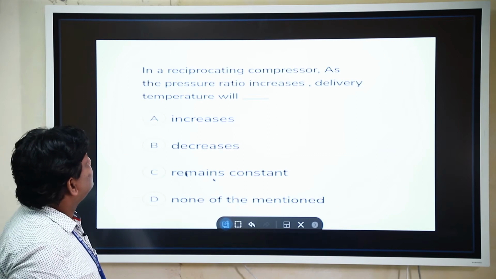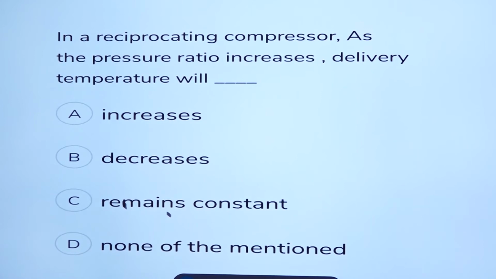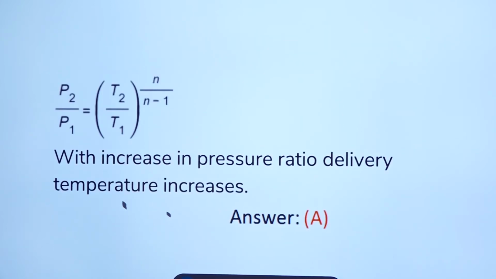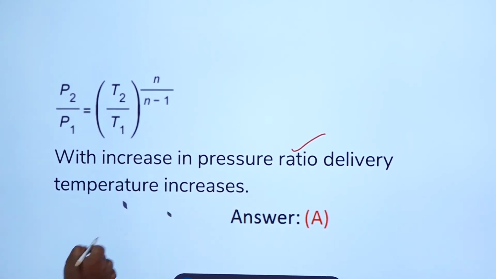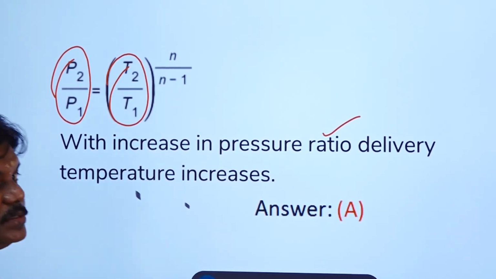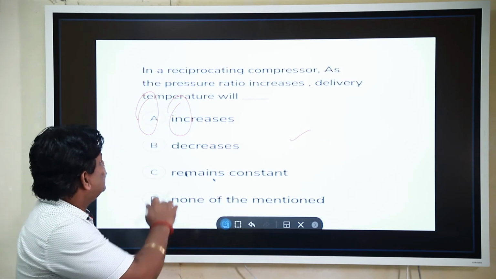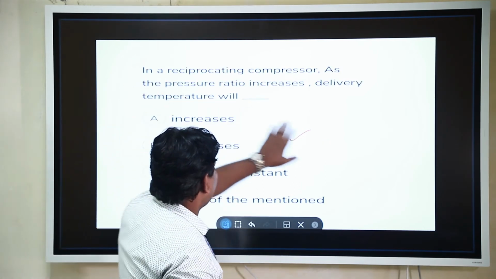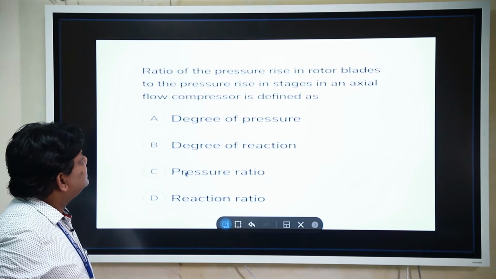Okay, the next one. In a reciprocating compressor, as the pressure ratio increases, the delivery temperature will also increase. So that is the question: with an increase in pressure ratio, the delivery temperature will also increase. This is a basic concept, so you can easily answer the question, and the option is A here. It is based on the direct PVT relation.